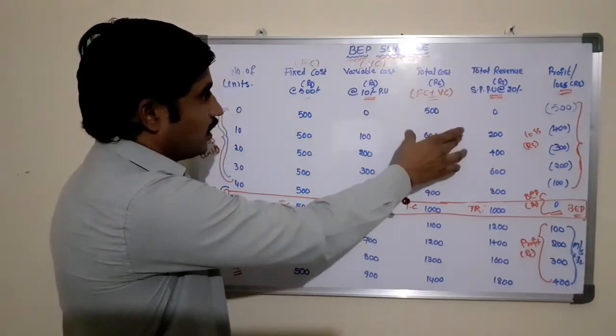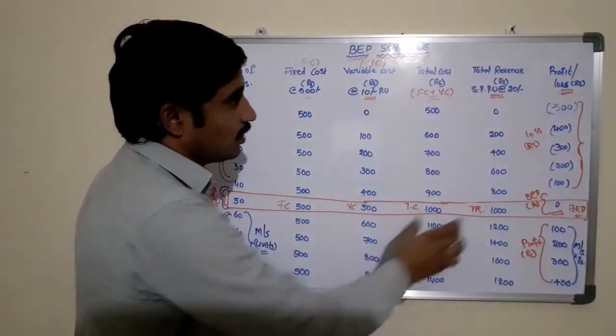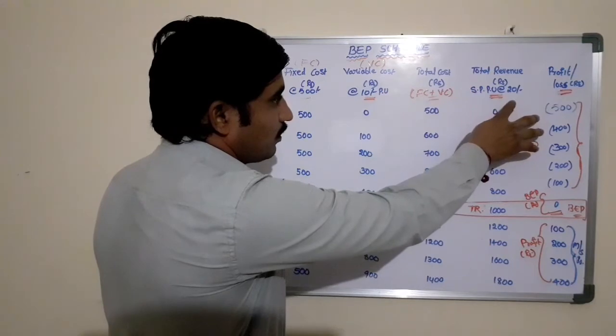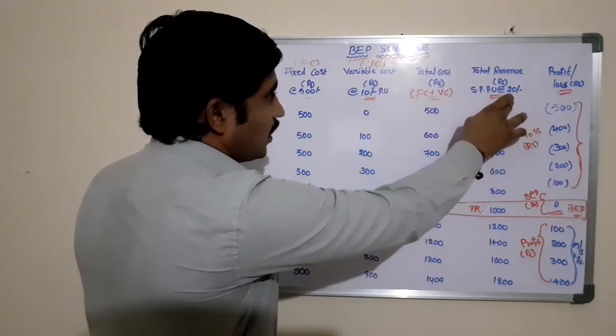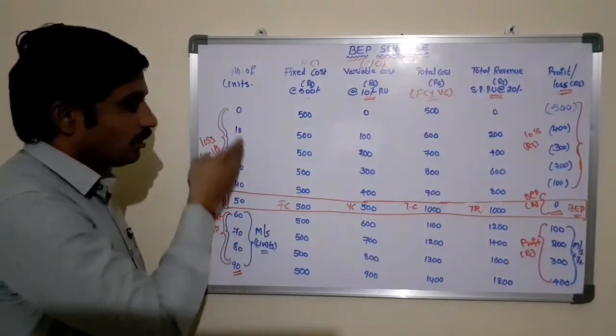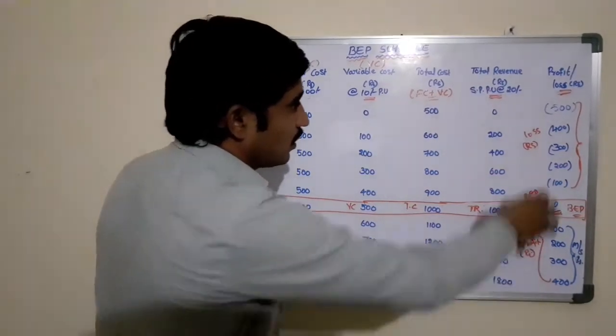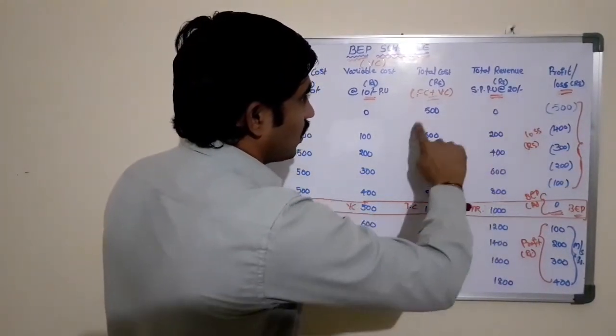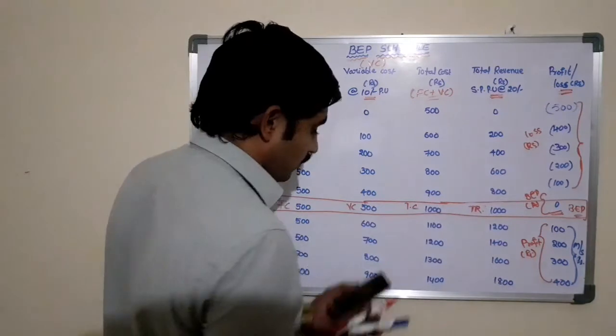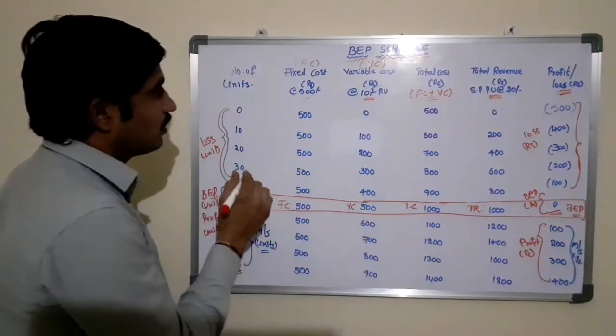Fixed cost plus variable cost equal to the total cost. Selling price per unit is 20, which means we need to multiply the selling price per unit into the number of units produced in the business, and the difference between total revenue and the total cost is the profit or loss. Otherwise, I will write here.